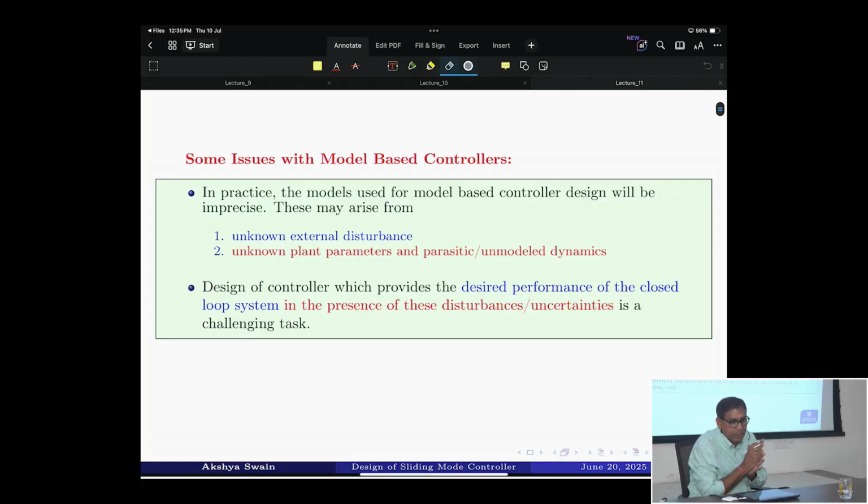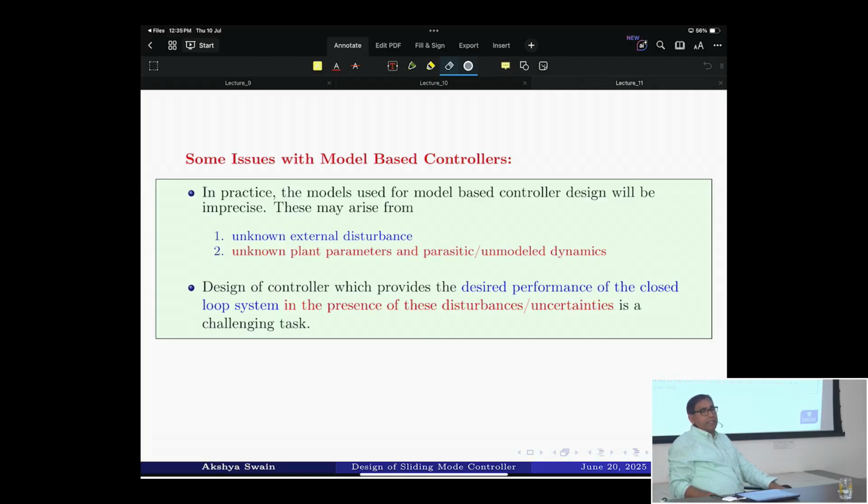In practice, the models used for model-based controller design will be imprecise. There will be some error in the modeling. This may arise from unknown external disturbance, unknown plant parameters, and parasitic model dynamics. Design of a controller which provides the desired performance of the closed-loop system in the presence of these disturbances is a challenging task. Right? Models will have some uncertainty, always, right?